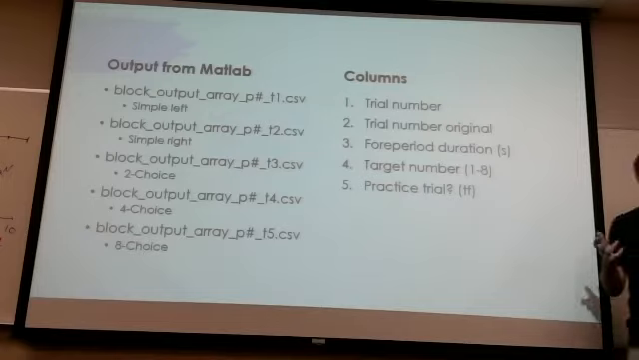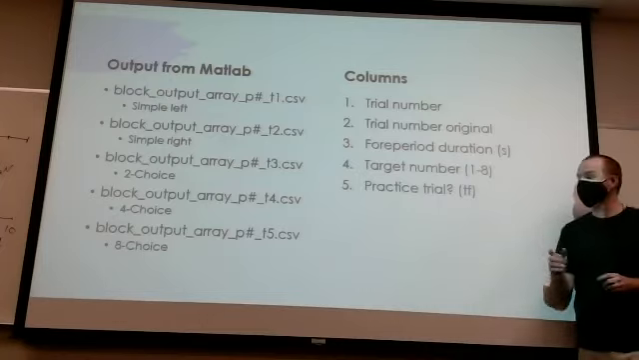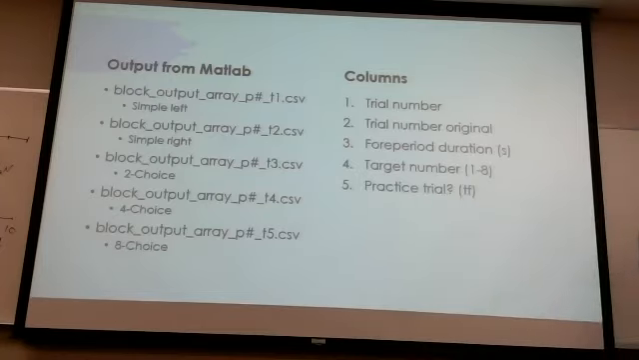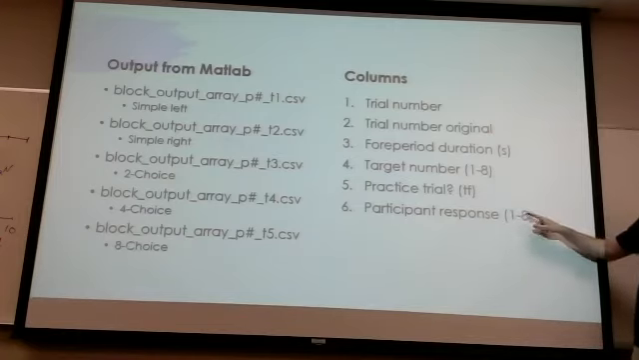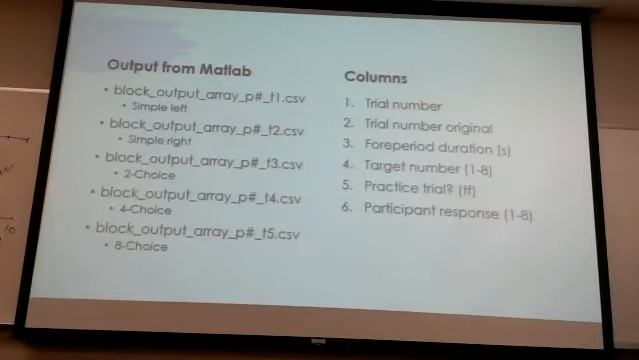Then it says, is it a practice trial? This will be true or false. So 1 for true, 0 for false. And what you'll see is that the first 16 trials are always practice trials, where they'll be set to true. Then it has the participant's response. This will tell you what they should press. This will tell you what they did press. And if it's the same, then they pressed the right key. And if it's different, they pressed the wrong key, and we should exclude that trial from our reaction times. And then lastly, their reaction time in milliseconds.